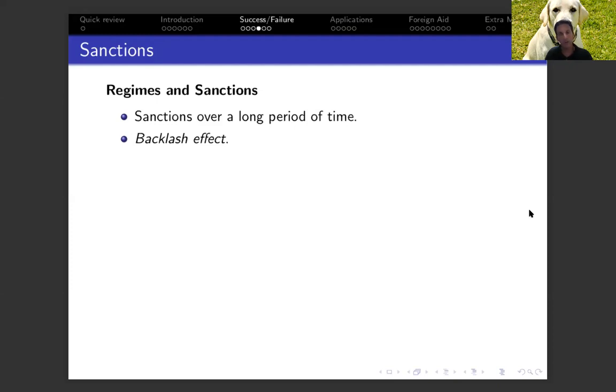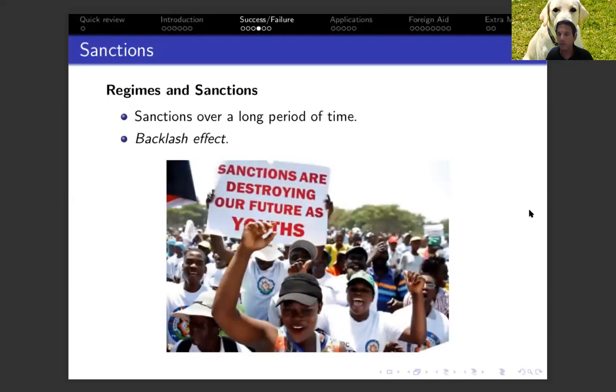This is what's called the backlash effect, which is based on the rally around the flag effect. So the support, instead of opposing the leader who does not want to change its policy that led to the sanctions, the public actually will support the leader, which overall reduces the likelihood that the sanctions are going to work. This is just one example of that.